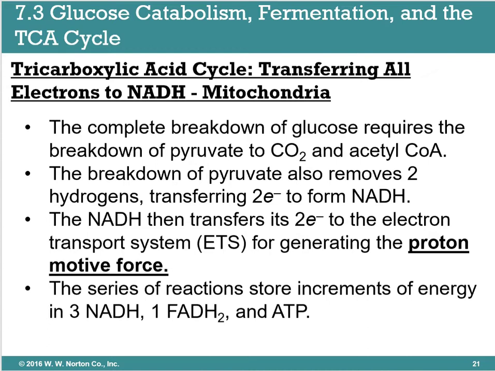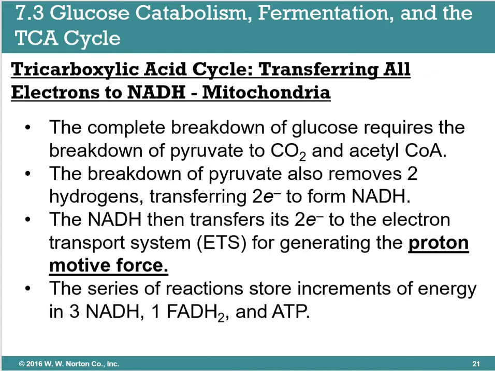This is where the transferring of electrons to NADH occurs, and this happens in the mitochondria. Bacteria have mitochondria just like we do, but they use them a little differently. The big picture is still the same: they use them for electron transport.